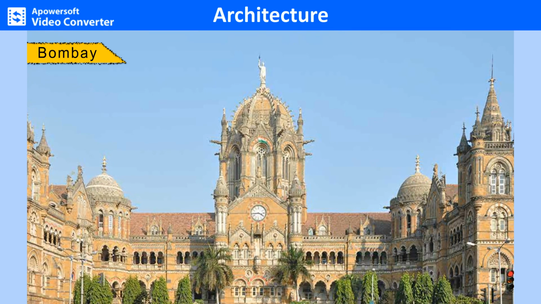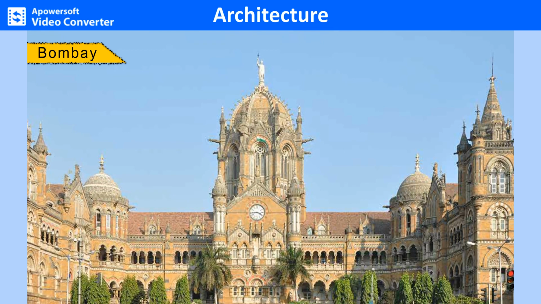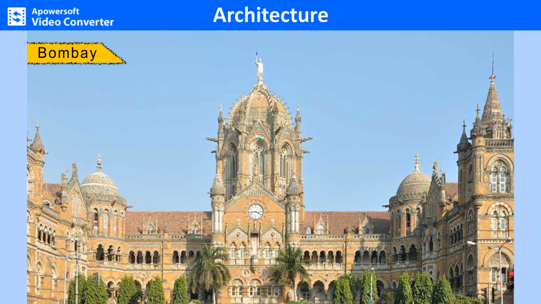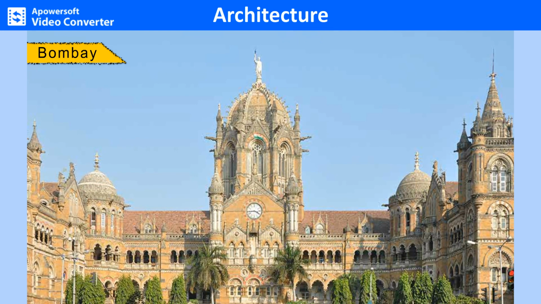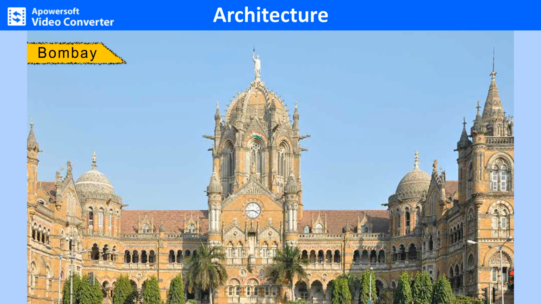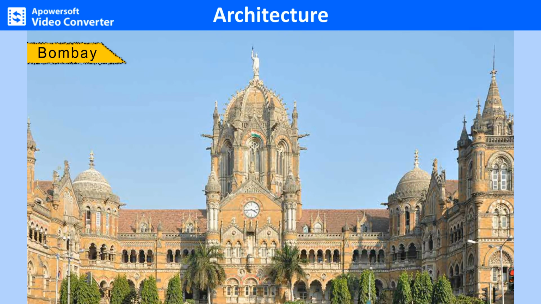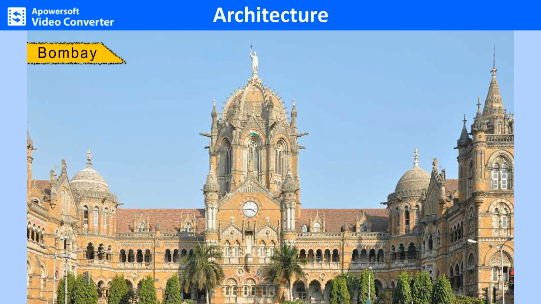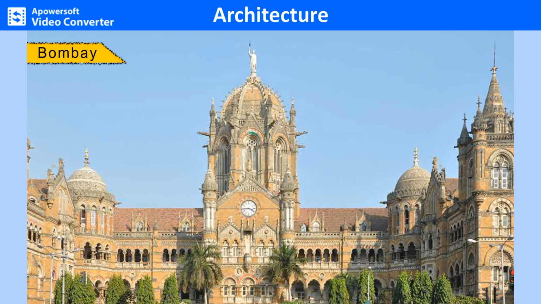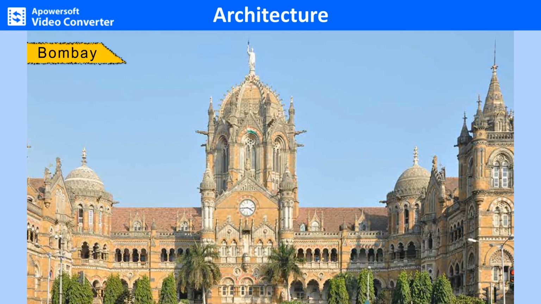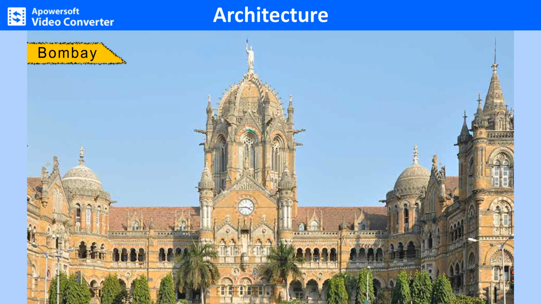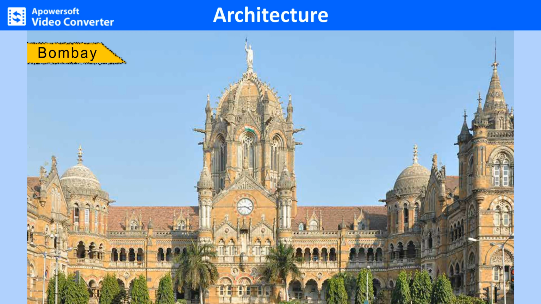Victoria Terminus, modelled on St Pancras Station, London, combined the Gothic and Indo-Saracenic style. It looks more like a cathedral than a railway station. Stones of different colors were used along with decorated tiles and stained glass. Both domes and spires coexist harmoniously in this magnificent building.